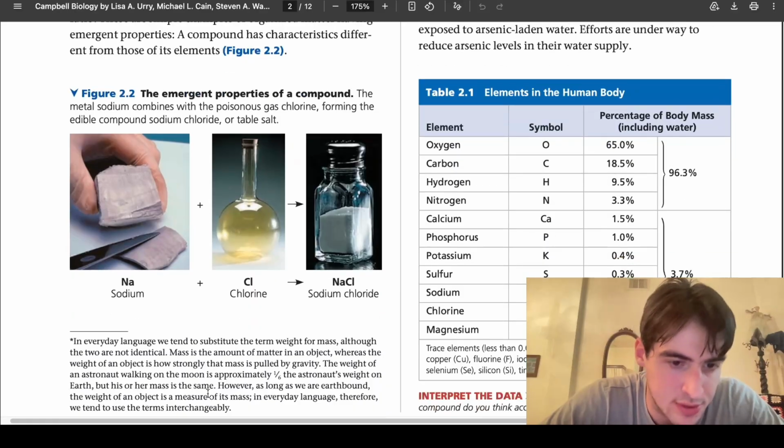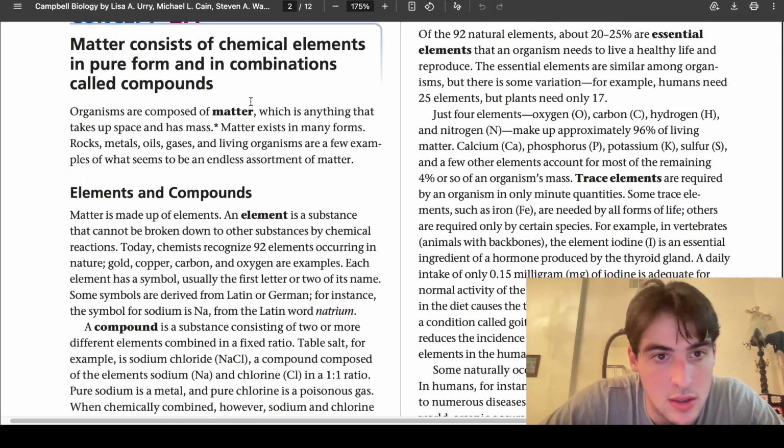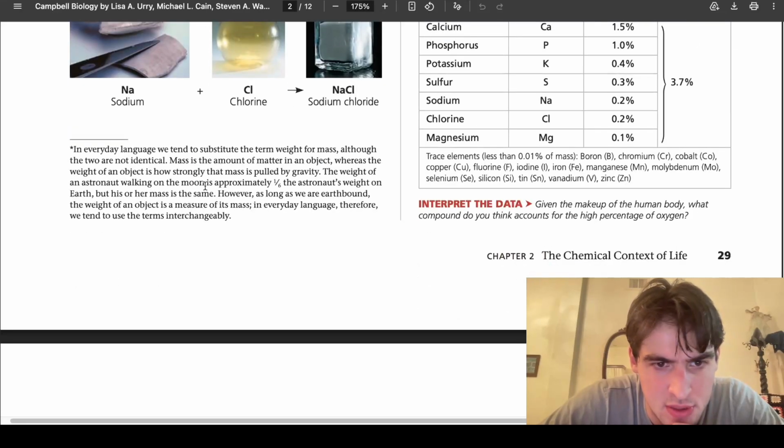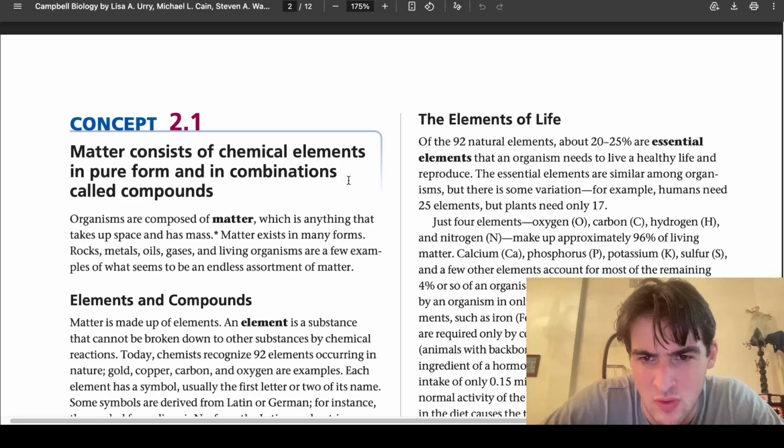I'm not reading this asterisk note. It's regarding the definition of matter. I guess I'll read it a little bit. In everyday language, we tend to substitute the term weight for mass. All right, yeah, I know about that. You probably know about that too.